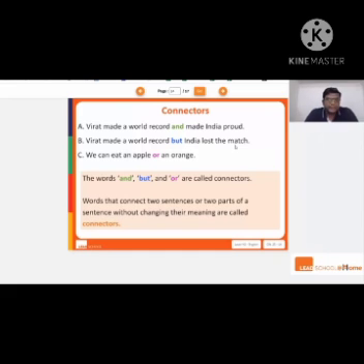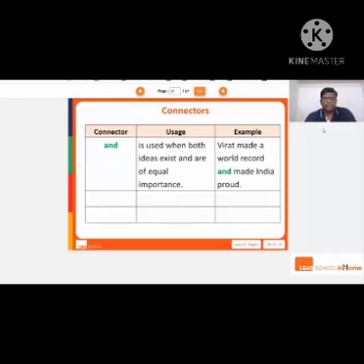Great. So the words and, but, and or are called connectors. All three of them are called connectors. Words that connect two sentences or two parts of a sentence without changing the meaning of the sentence. Very important point: without changing their meaning. These are called connectors.